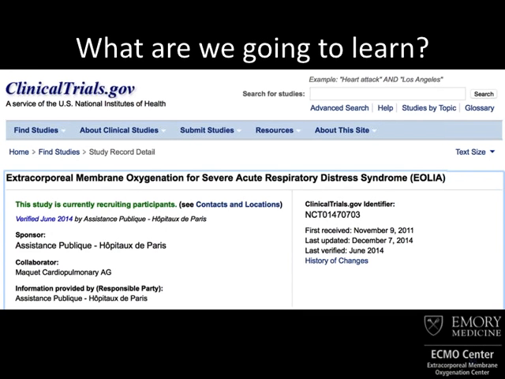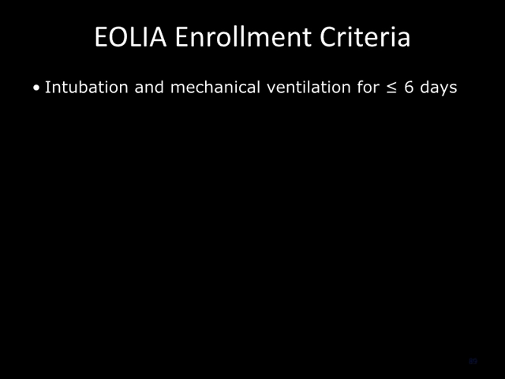So where are we going with this? What are we going to learn in the next few years? This is what we're going to learn. This is the EOLIA trial, which is being run out of France. And EOLIA is the trial that CESAR should have been. Criteria are this. You need patients that have been intubated, mechanically ventilated for less than 6 days. So early intervention on patients.